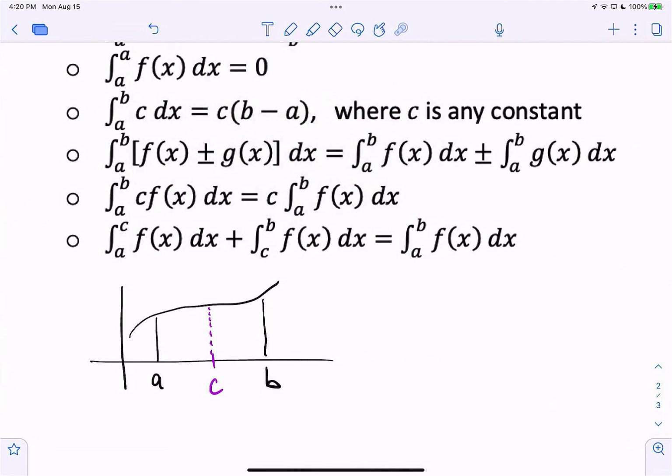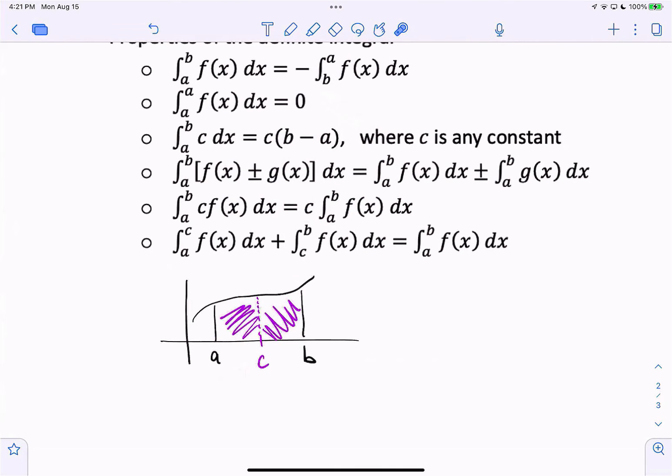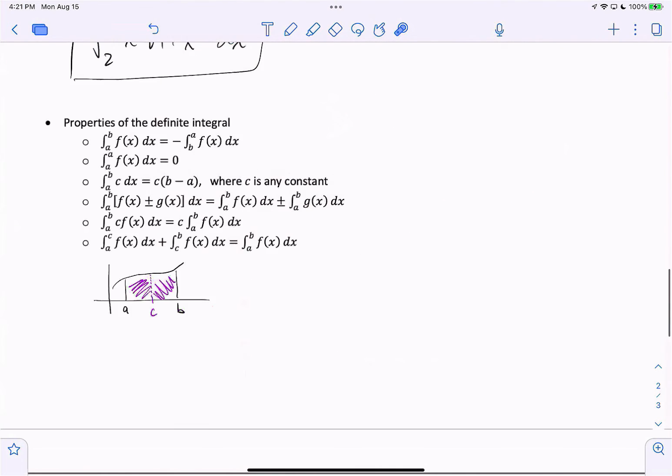This last property says that I can split up the integral from a to b by considering the integral from a to c and adding that to the integral from c to b. In terms of areas, this should make perfect sense. We don't actually use all of these a whole lot, but they are useful to know.